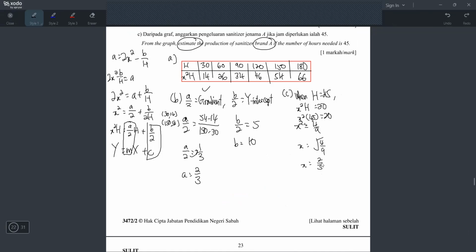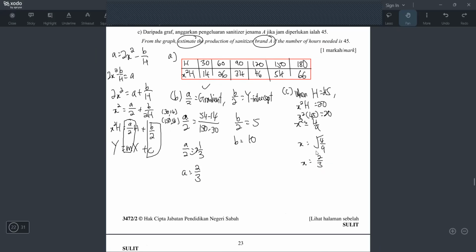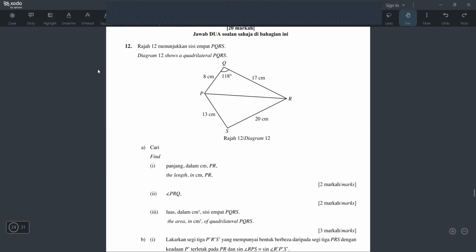But I will not write the plus minus sign because this one is production, meaning how many metric tons. So how can weight be negative, right? So the answer is 2/3 metric tons. So estimate the production, I think it's 2/3 metric tons. The unit, make sure you write the unit. So that's how I would do it. Okay, that's all. Let's continue.